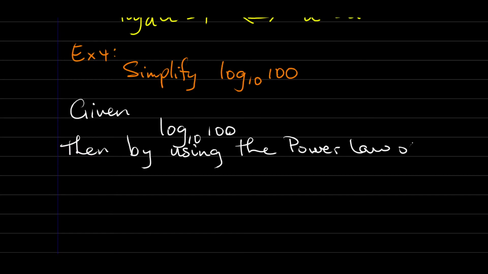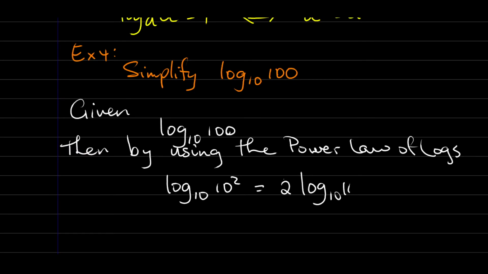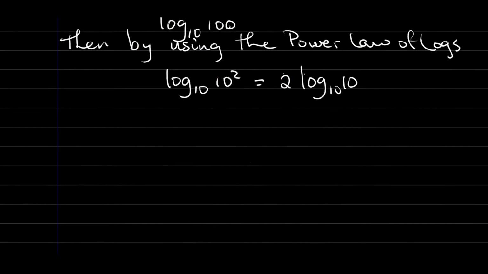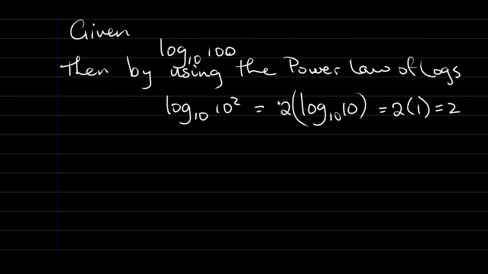Law of logs, right? By using the power law of logs, we can get that log to the base of 10 squared is equal to that, right? And now we can get here that 2 into log to the base of 10 to the power of 10. And remember, if you have the same base and the same value here, then you're going to get 1. So this in the bracket here becomes 1, so it's going to be 2 times 1, and then the answer works out to be 2. So this here can be simplified all the way down until 2, okay?